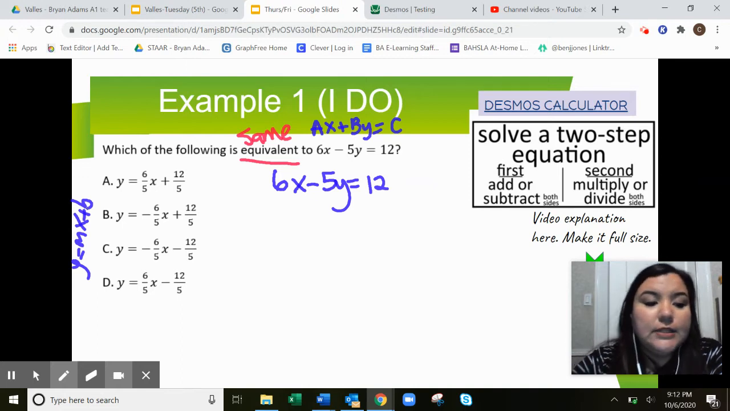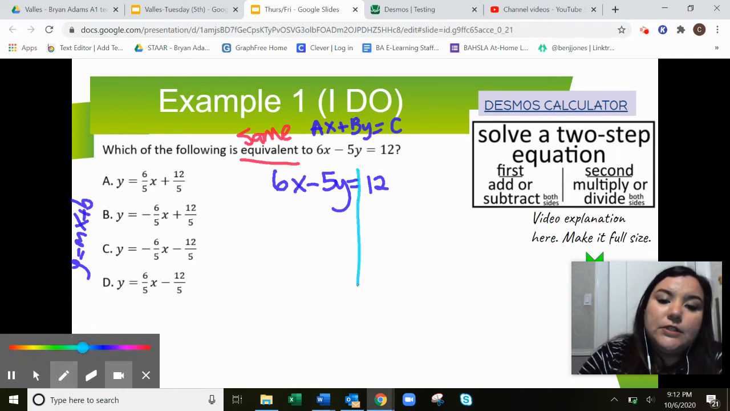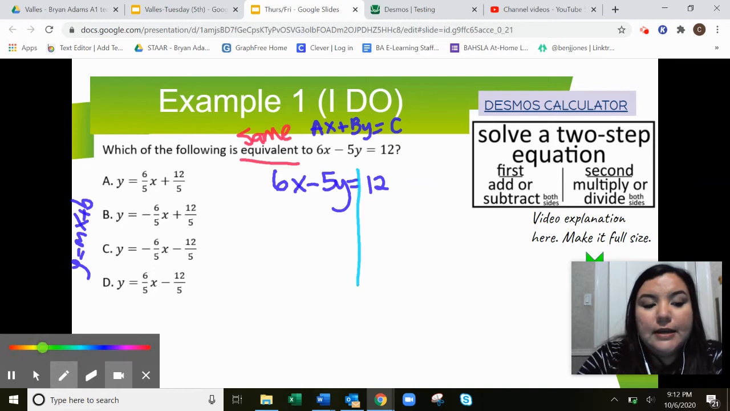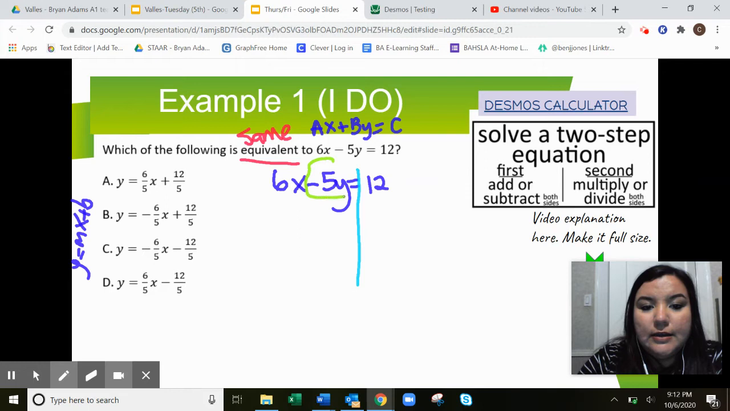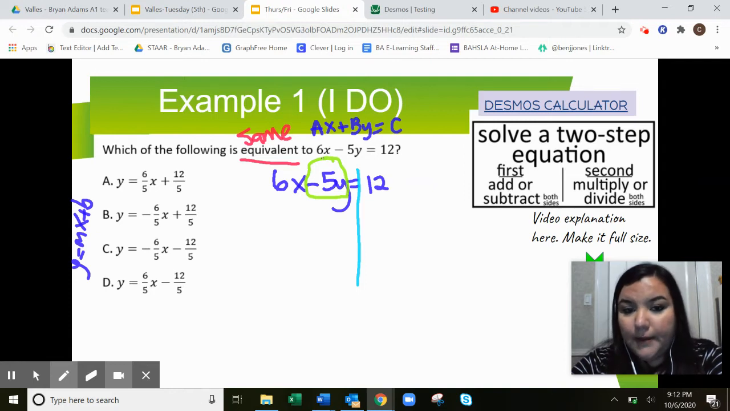So still following the same method, I'm going to go ahead and draw a line straight down the equal sign and then proceed with my steps. So if I want to get y by itself, that means that I'm going to have to draw a box around the minus 5y. I have to put the minus sign also because that's what's in front of the 5, sorry.